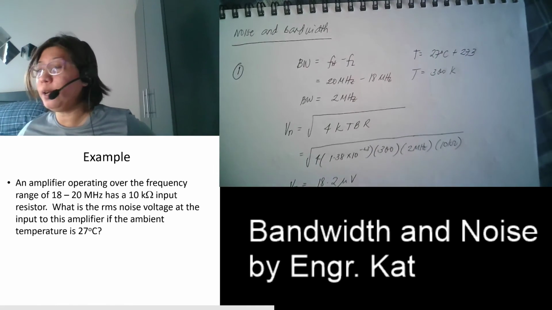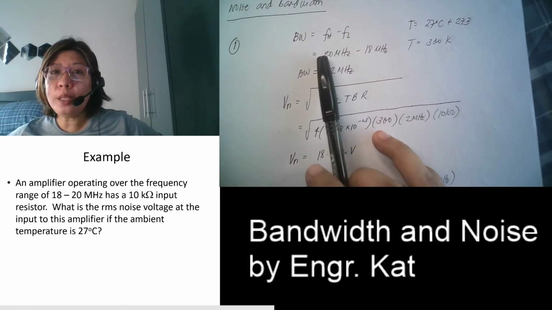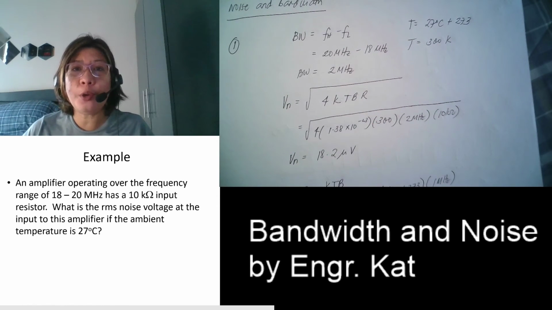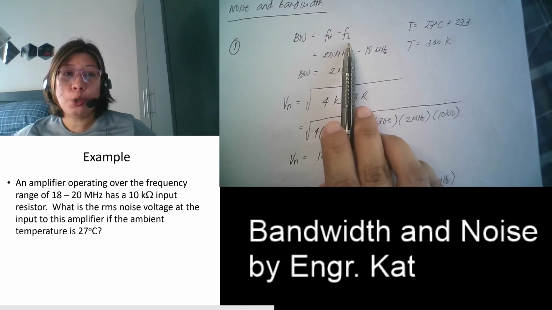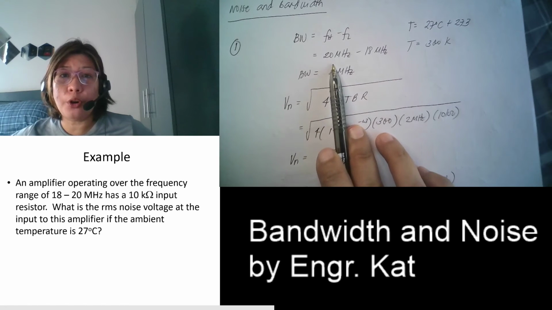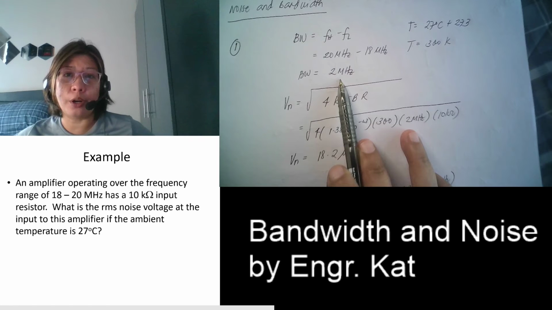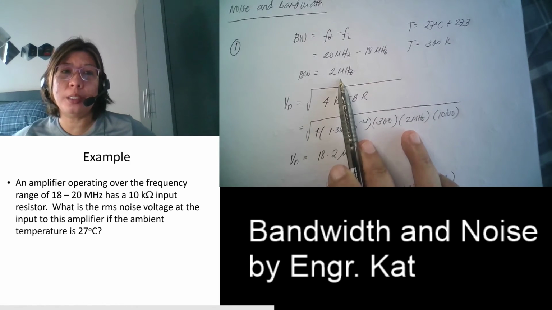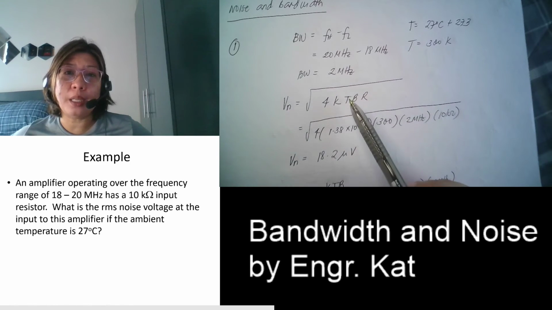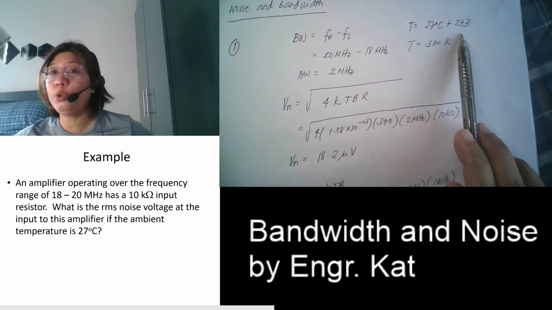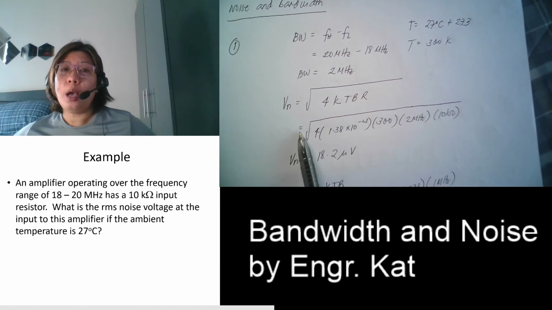Okay, so first, you need to solve for the bandwidth. So what is your bandwidth? Bandwidth is given by the higher frequency minus the lower frequency. So it is given by 20 megahertz minus 18 megahertz. So that will give you 2 megahertz. Okay, and the temperature is in terms of Celsius. So how do we convert it into Kelvin? All you have to do is add 273.